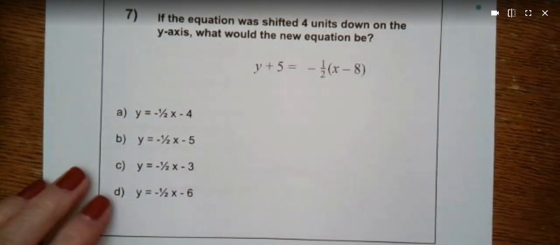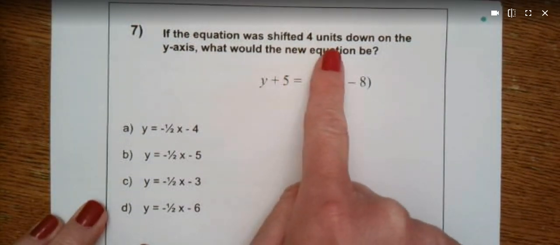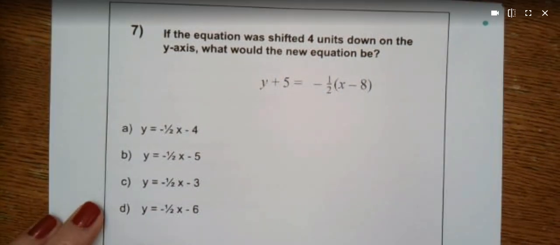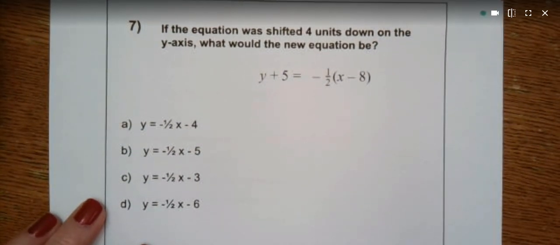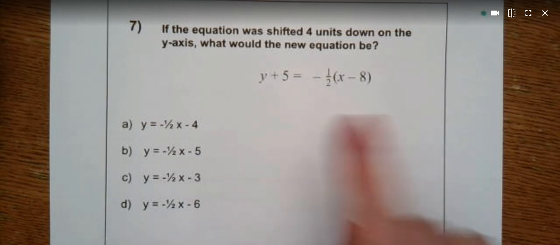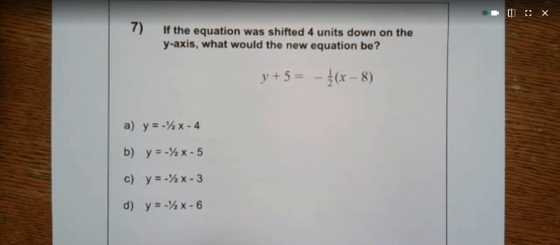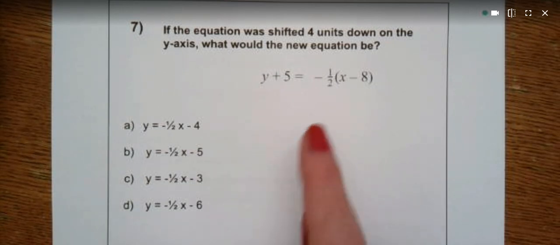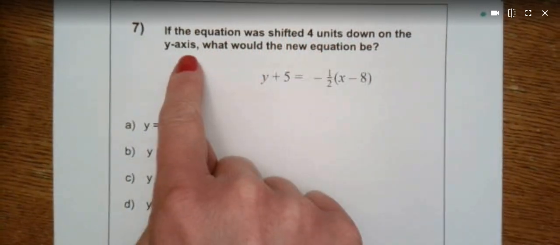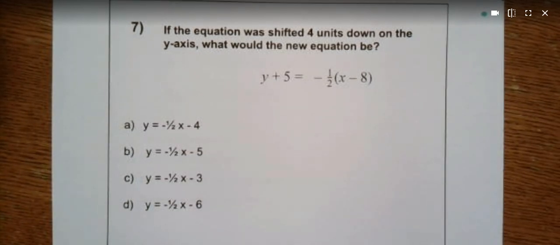In number 7, we are asked if the equation right here was shifted 4 units down on the y-axis, what would the new equation be? Well, notice here how all of our answers are in slope-intercept form. When we have an equation that's written in point slope form, we don't know what the y-intercept is. And the y-intercept is what we need to know, especially if we're going to be shifting anything on the y-axis. We need to know, where's this new y-intercept going to be?